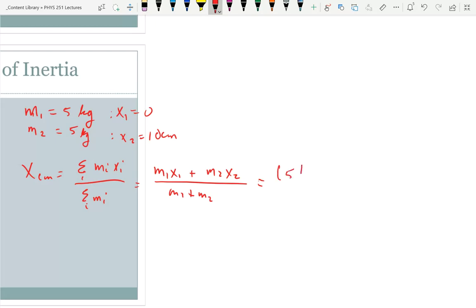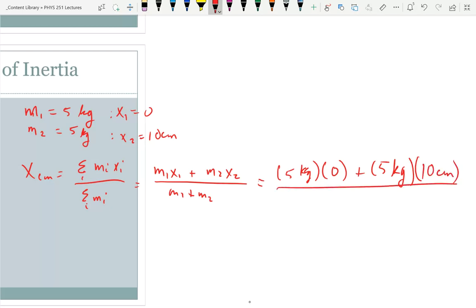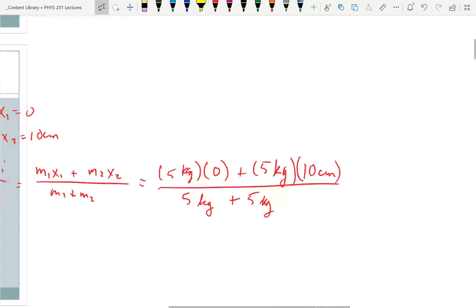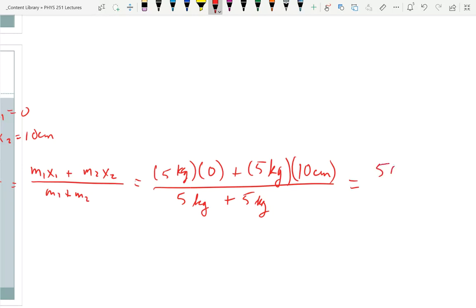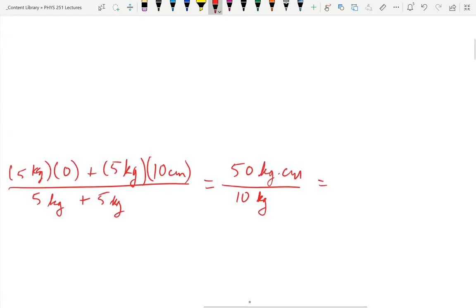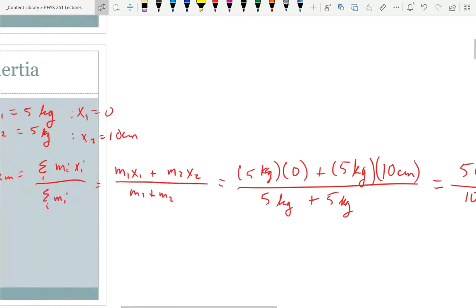So I'm going to have 5 kilograms times 0 plus 5 kilograms times 10 centimeters, divided by 5 kilograms plus 5 kilograms, equals 50 kilograms times centimeters over 10 kilograms, equals 5 centimeters. And because I was playing fast and loose with sig figs, I just left it at 1. So that's how that calculation goes in an algebra base.